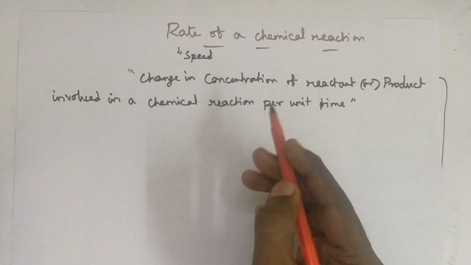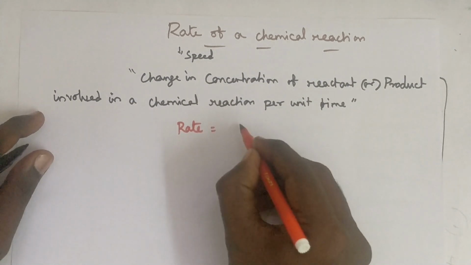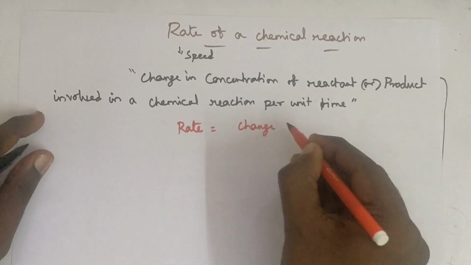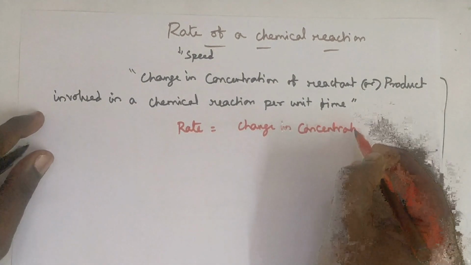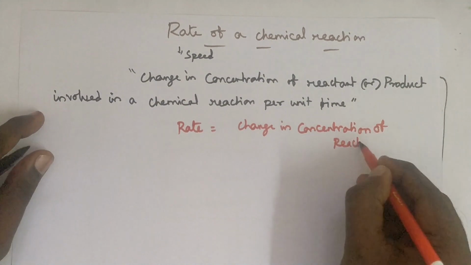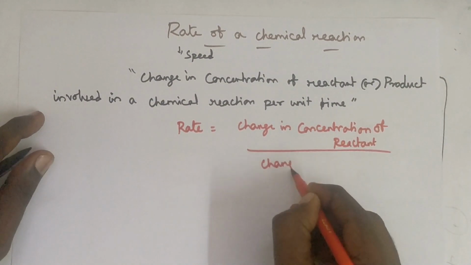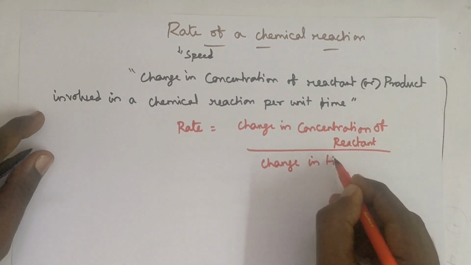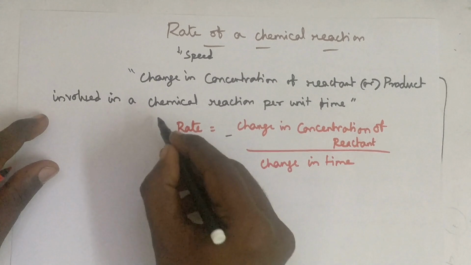unit time. So the formula is rate is equal to change in concentration of reactant by change in time. It is the formula for rate.